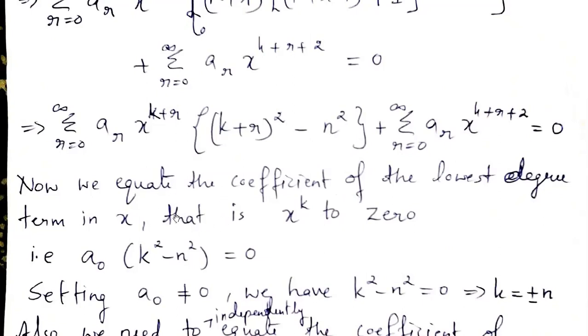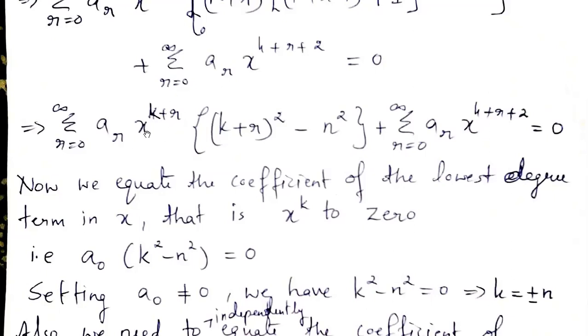So what we have to do here is we have to first of all identify which term has the least degree term in x. If you see the first term here, you have x power k plus r, and in the second term you have x power k plus r plus 2. So the least degree term out of these two terms is x power k plus r. So equate the coefficient of the lowest degree term in x, that is x power k, to 0. It is x power k here because when you put r equal to 0, this x power k plus r becomes x power k.